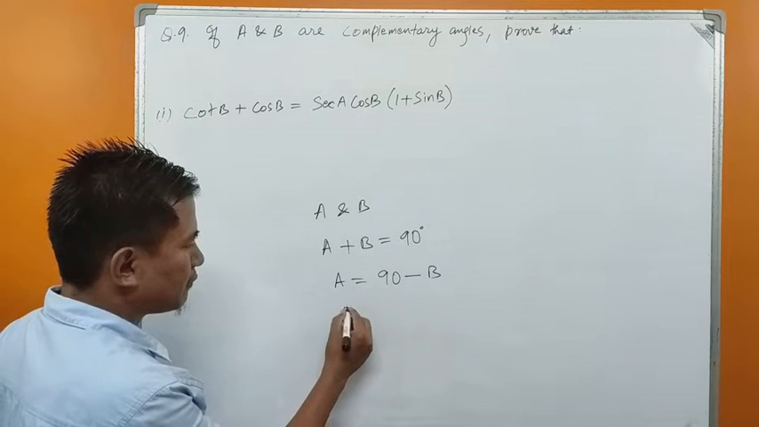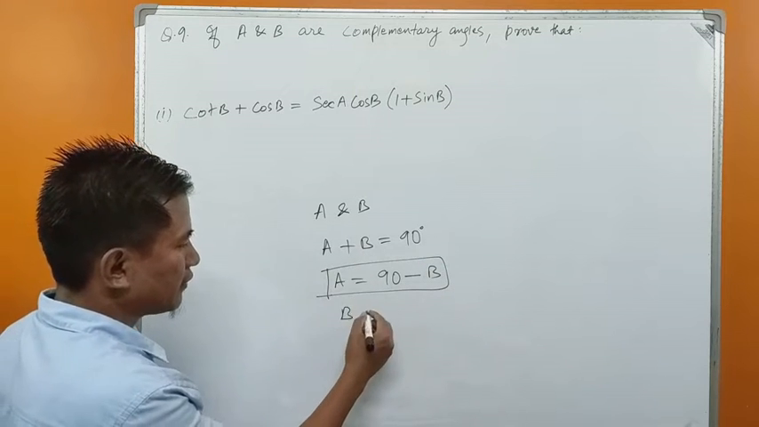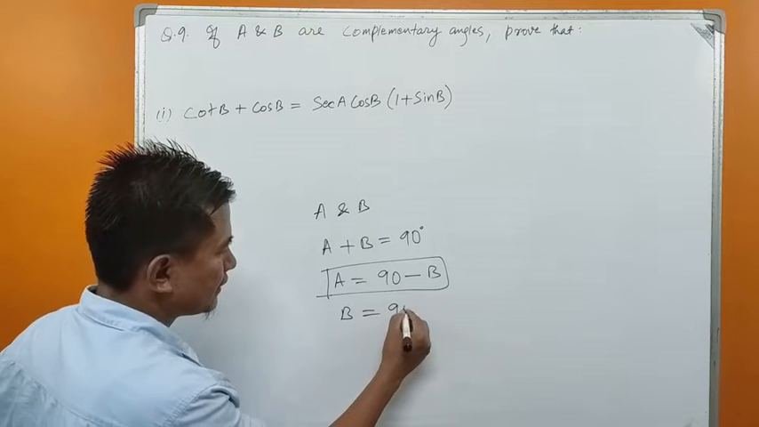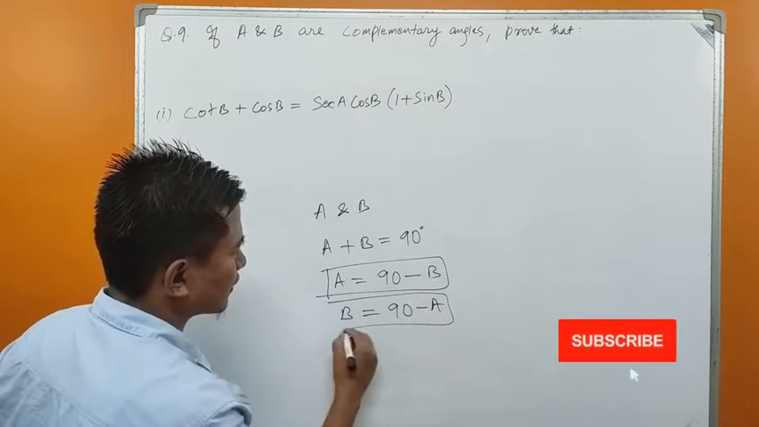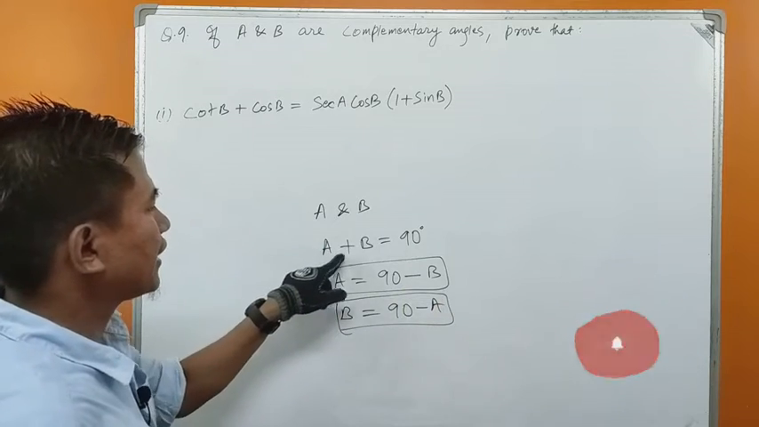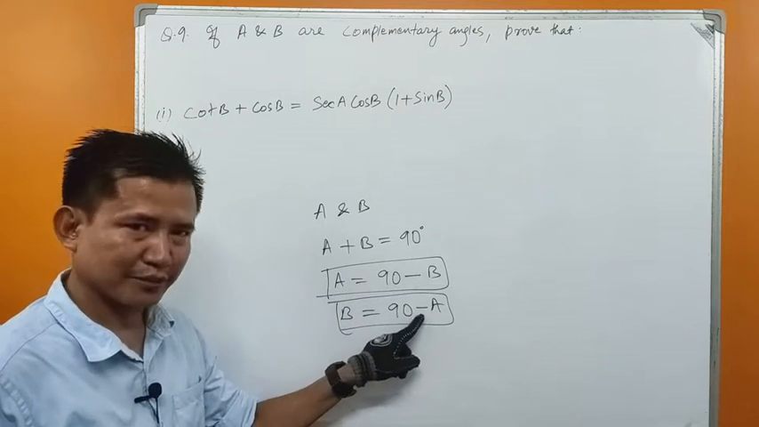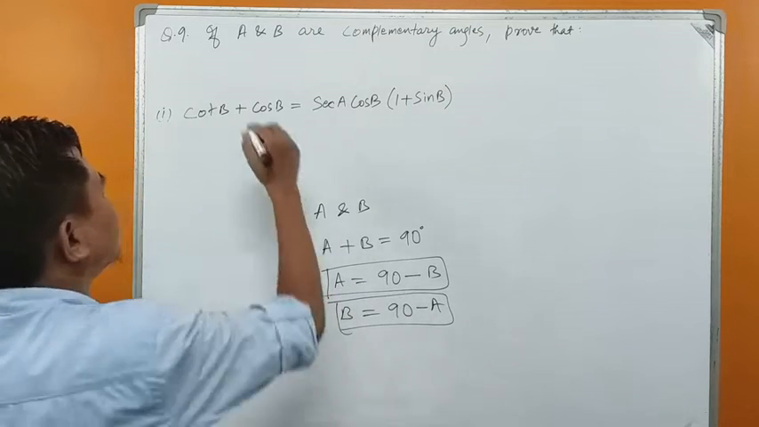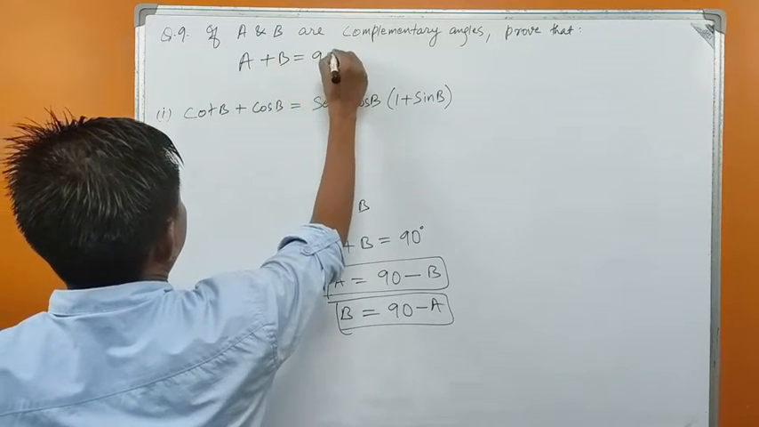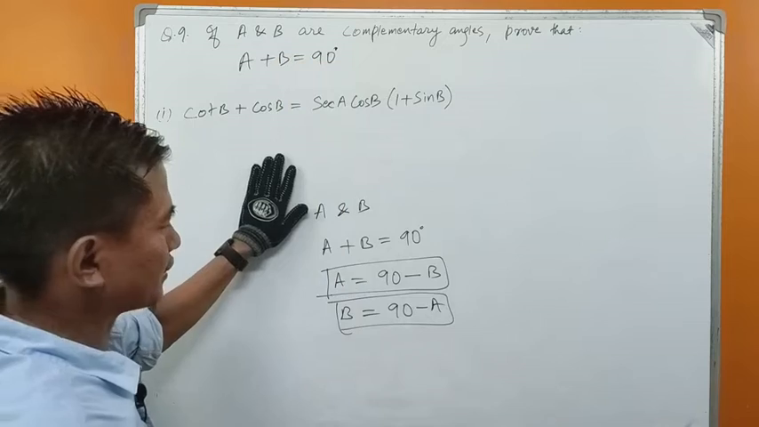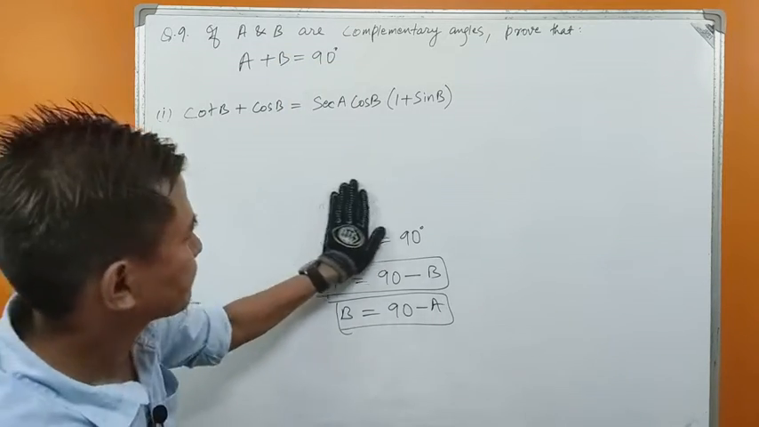And if I need angle b, b can be written as 90 minus a, since a goes to the right hand side and becomes minus a. Okay, this is another condition. So if a and b are complementary angles, then a equals 90 minus b and b equals 90 minus a. Okay, I hope you got this. So you can write a plus b equals 90 degree, because a and b are complementary angles. Okay, please remember a equals 90 minus b and b equals 90 minus a.